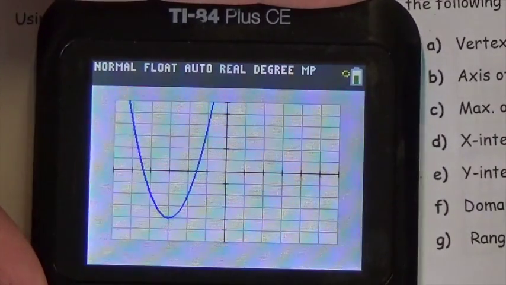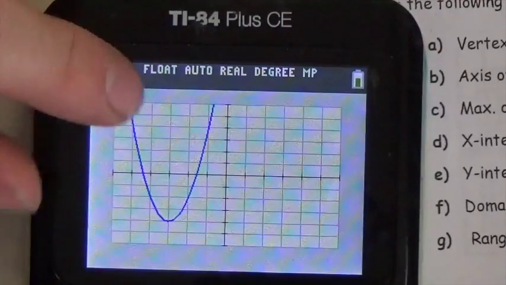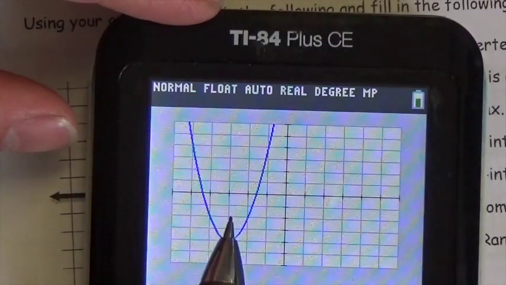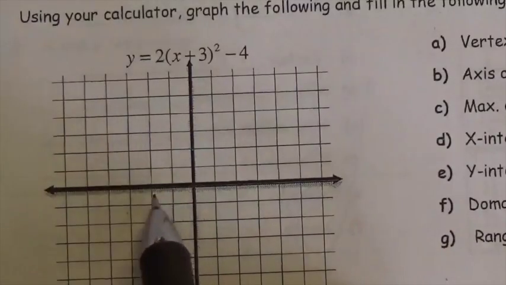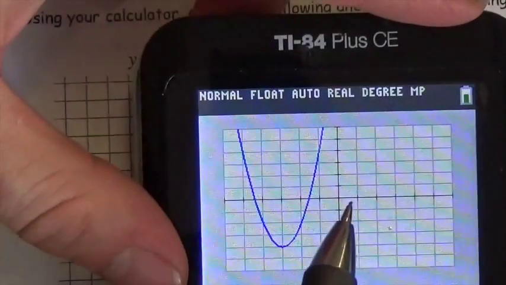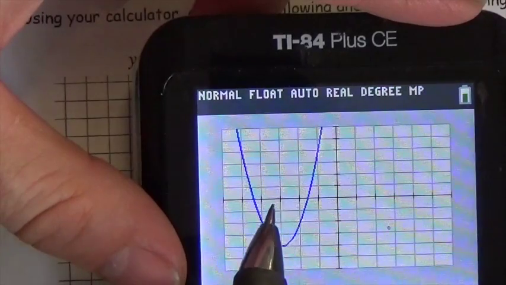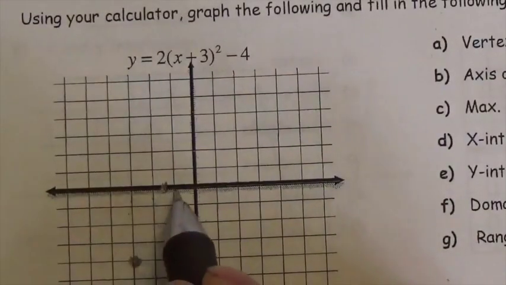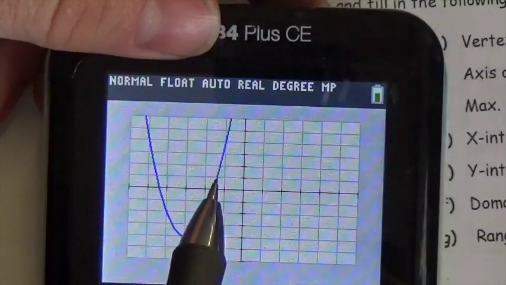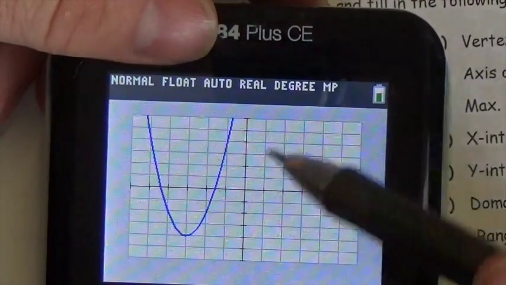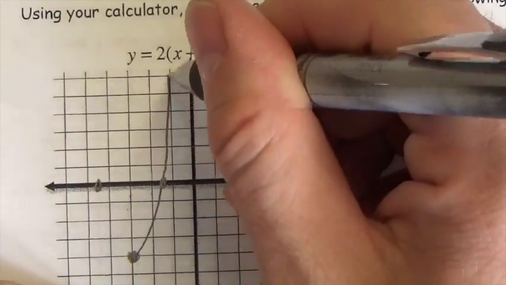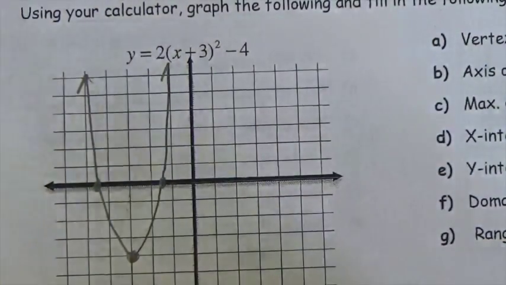Okay? Now I can actually pretty accurately transfer this over to my grid here. I can see that my vertex is going to be negative 3, negative 4. So 1, 2, 3, 1, 2, 3, 4. I can see that my x-intercepts look like roughly negative 1.5 and negative 4.5. And my y-intercept, I'm not entirely sure. I can't even see it on the screen here. It goes right off. So my parabola here is going to look something like that right there. So there's my graph.